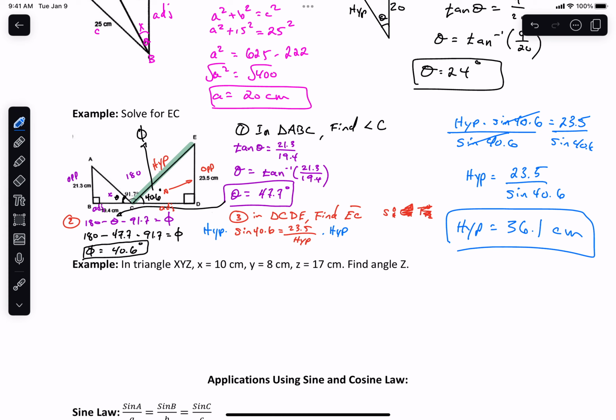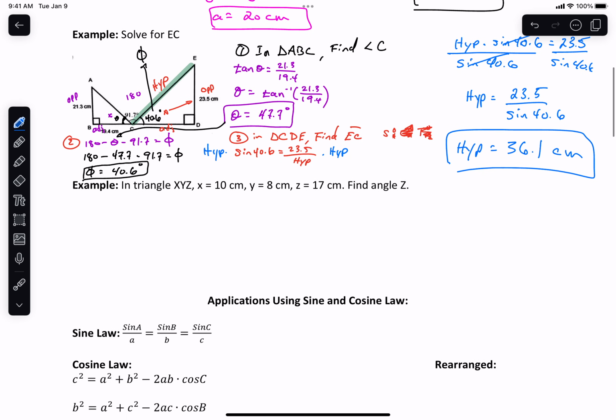Okay. We've got a problem here with this next question, I think. This is maybe something you've done before, it's just a little review. So here, let's try and draw triangle X, Y, and Z. Okay? So here's what we got.